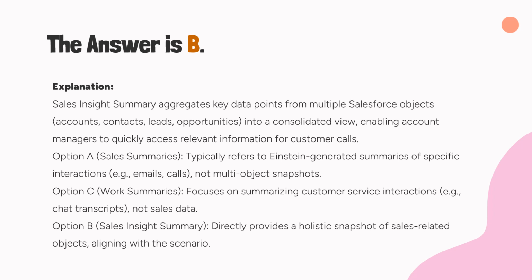Sales Insight Summary aggregates key data points from multiple Salesforce objects, accounts, contacts, leads, opportunities, into a consolidated view, enabling account managers to quickly access relevant information for customer calls. Option A. Sales Summaries typically refers to Einstein-generated summaries of specific interactions, e.g., emails, calls, not multi-object snapshots. Option C. Work Summaries focuses on summarizing customer service interactions, e.g., chat transcripts, not sales data. Option B. Sales Insight Summary directly provides a holistic snapshot of sales-related objects, aligning with the scenario.